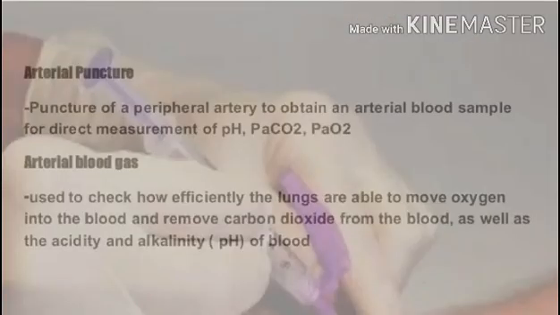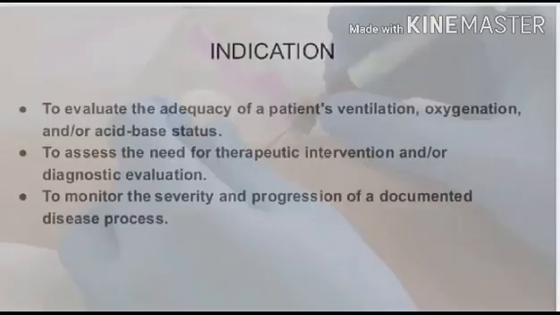Arterial puncture. Puncture of a peripheral artery to obtain an arterial blood sample for direct measurements of pH, PaCO2, and PaO2. Arterial blood gas is used to check how efficiently the lungs are able to move oxygen into the blood and remove carbon dioxide from the blood, as well as the acidity and alkalinity (pH) of the blood.